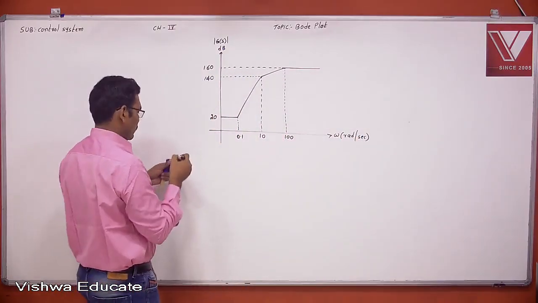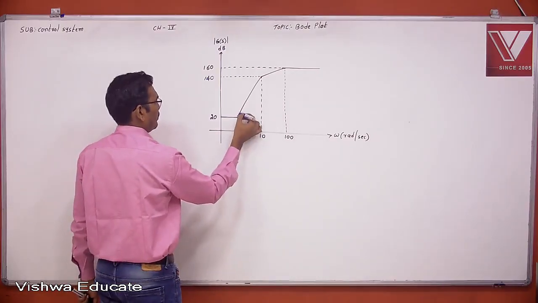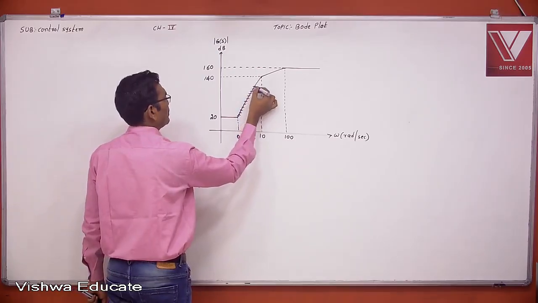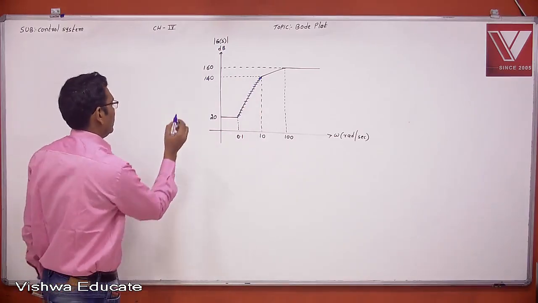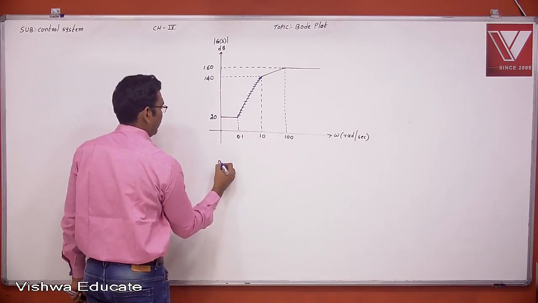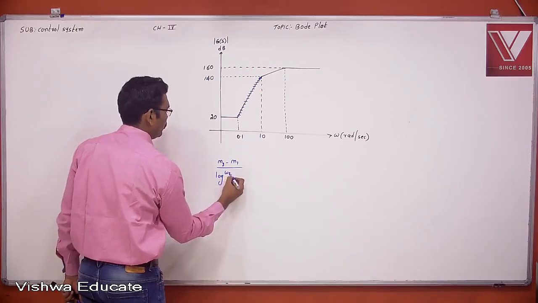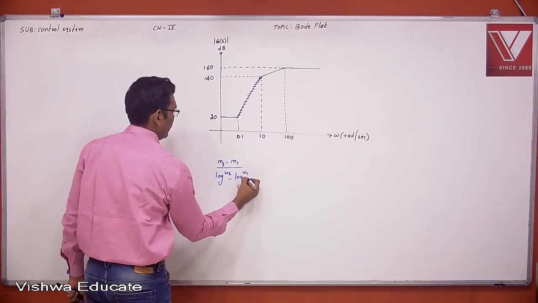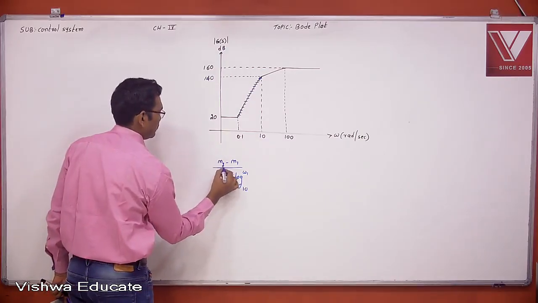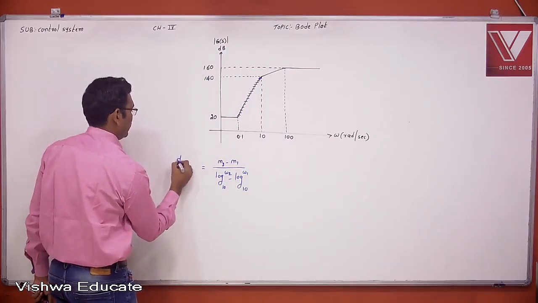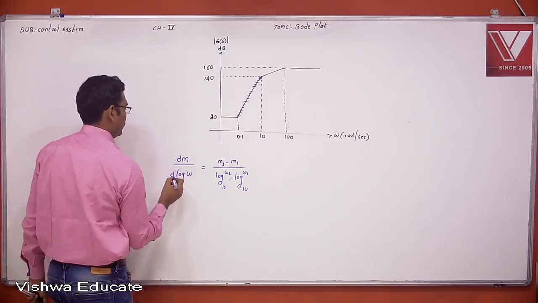Now, this is the line. This slope is not given, right? You want to find the slope of the line first, such that it is easy for you. Now what is the slope of this line? Change in y-axis by change in x-axis, that is m2 minus m1 by log omega 2 minus log omega 1, which is nothing but dm by d log omega, the slope.